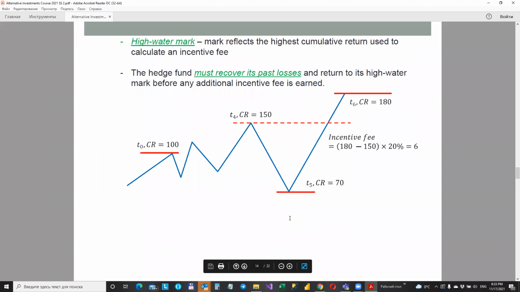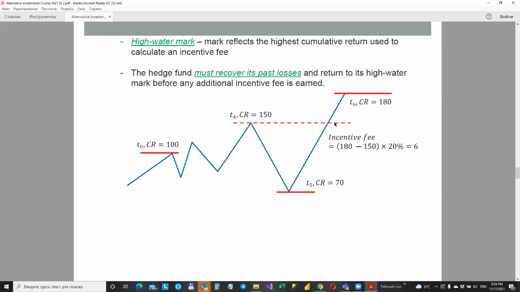That's how it works. Another example is about the high water mark, which reflects the highest cumulative return used to calculate incentive fees. Suppose we start in time period 0 with a cumulative return of 100, then in year 4 we achieve a cumulative return of 150, and then the value of the fund decreases. We definitely do not receive any incentive fee here, but what fee will we receive going from a cumulative return of 70 to 180?